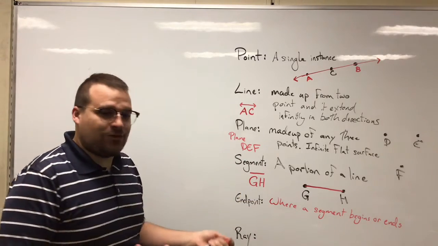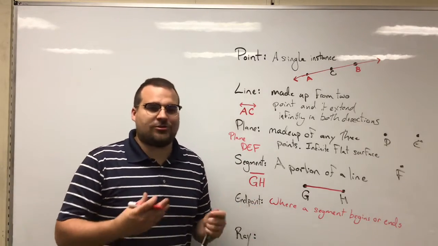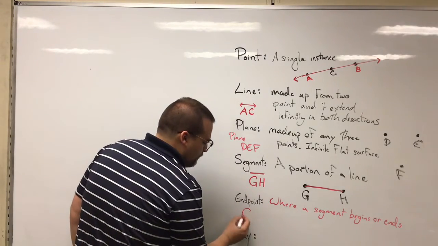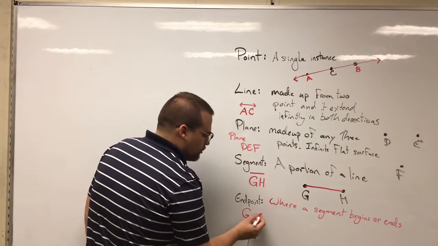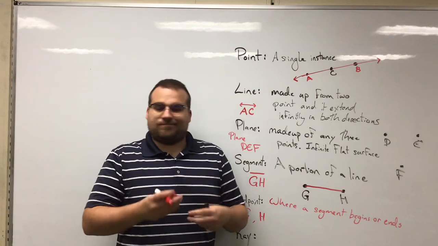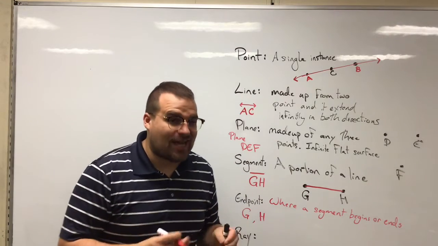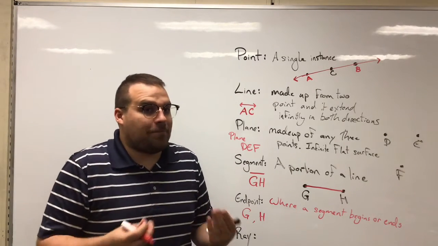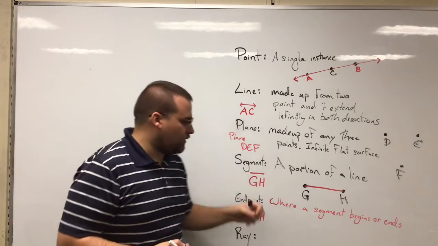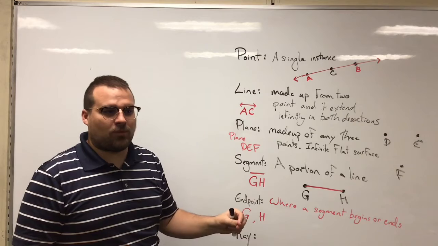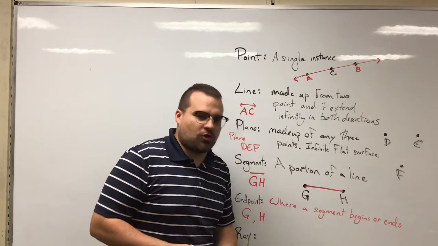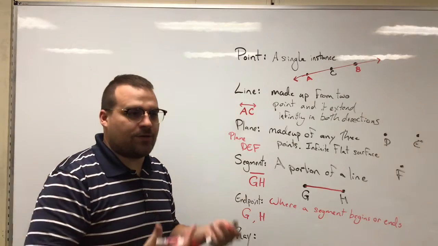Now, an endpoint we still designate with just the letter it has. We would still just say G, or we would still just say H. The fact of the matter is, being an endpoint doesn't change it from being a point. It's still just a point. However, we consider it an endpoint, and it's kind of a more specific type of point if it is at the start or stop, beginning or end of a segment.